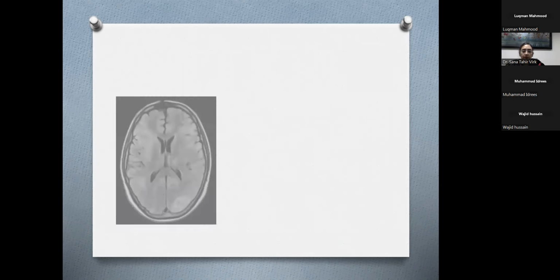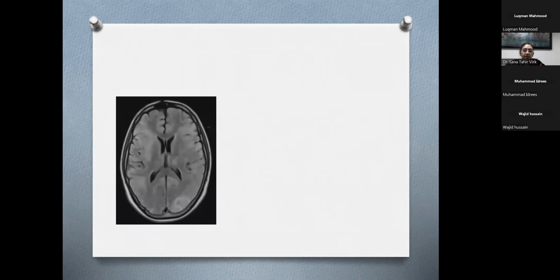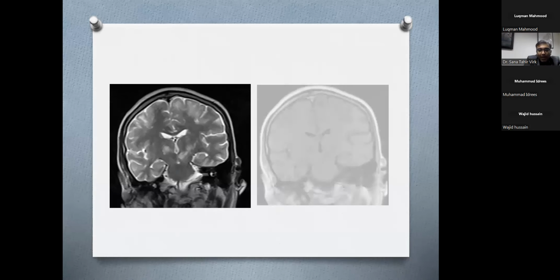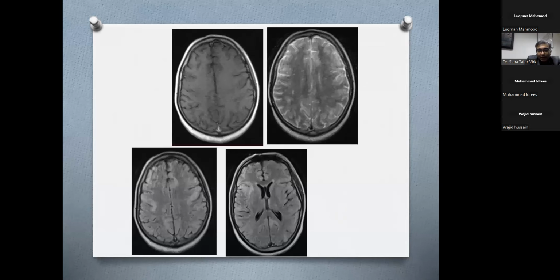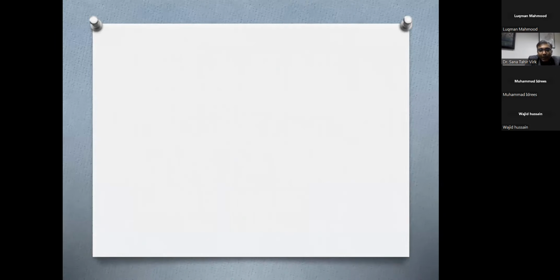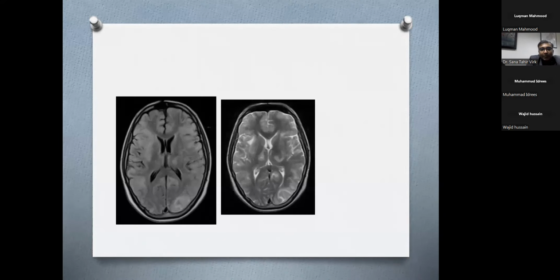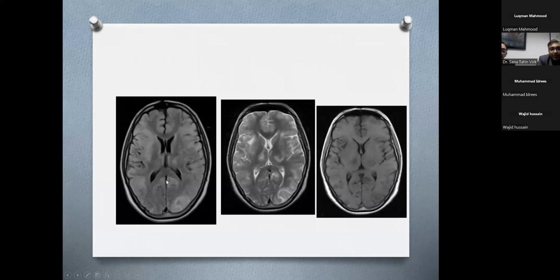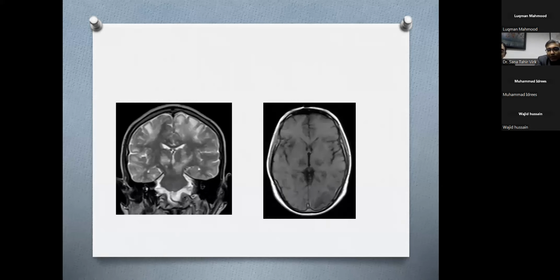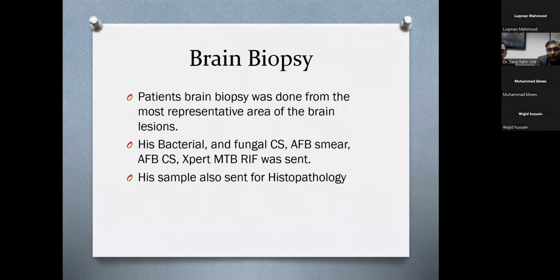His repeat brain imaging. Now let's go back for a second. Let's first see these images and keep them in mind. These are the initial images of the patient. He's not improving clinically, and the MR was repeated. And now we see these images. This is FLAIR, this is T2, this is T1. This is T2 coronal image, and this is T1, again with contrast.